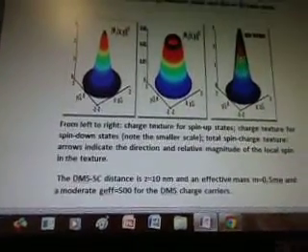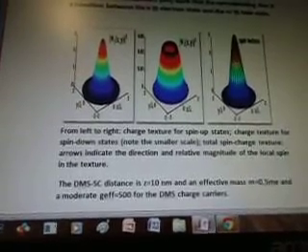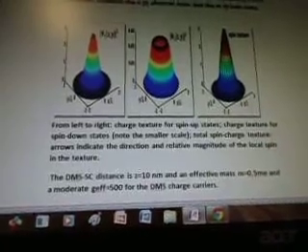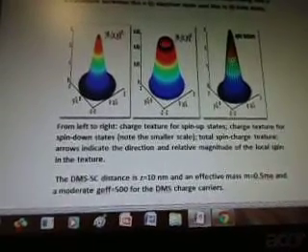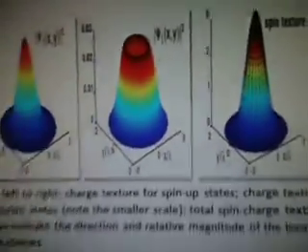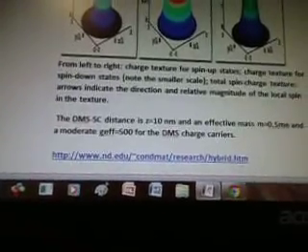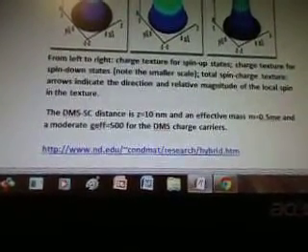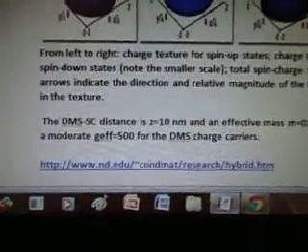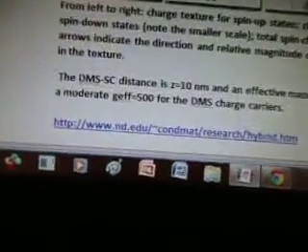So from left to right, the charge texture for spin up states, charge texture for spin down states, note the smaller scale, and total spin charge texture. Arrows indicate the direction and relative magnitude of the local spin in the texture. There's your calculations there. The DMS SC distance is z equals 10 nm, and an effective mass m equals 0.5 me, and a moderate g-eff equals 500 for the DMS charge carriers, and that's from www.nd.edu.